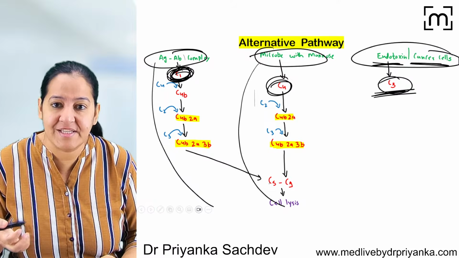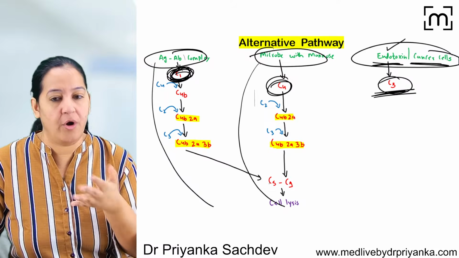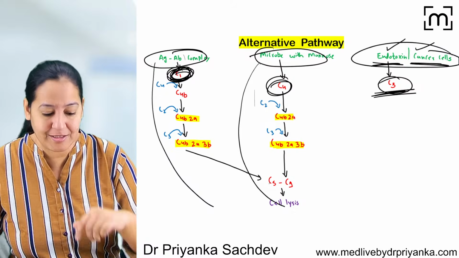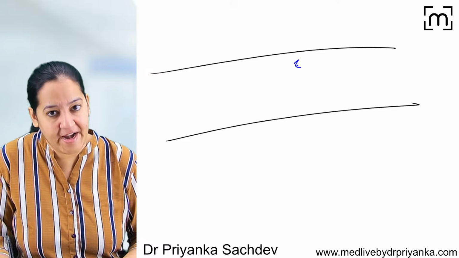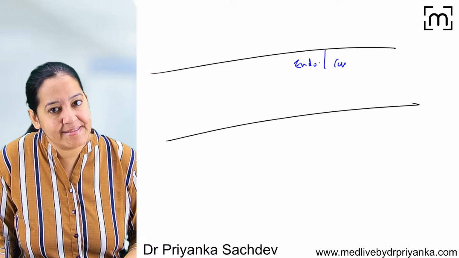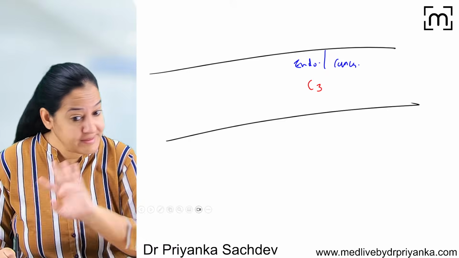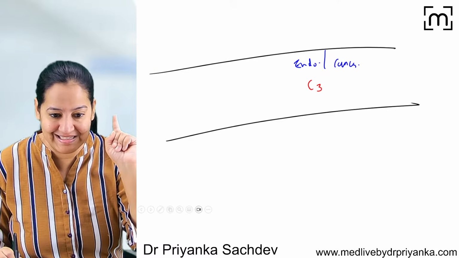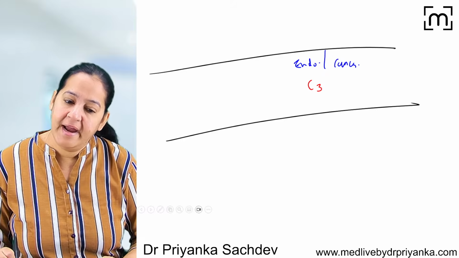Now what's next after C3? Either the endotoxin is present, imagine in my blood, or in any human being the cancer cell is present in the blood. So in the blood vessel, if endotoxin or a cancer cell is present, it will directly activate C3. Not C1, not C4, not C1 like classical, not C1, C4 like the Mannose binding. It's directly C3. It will activate C3.